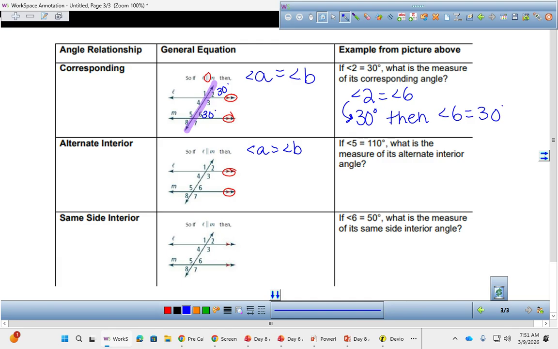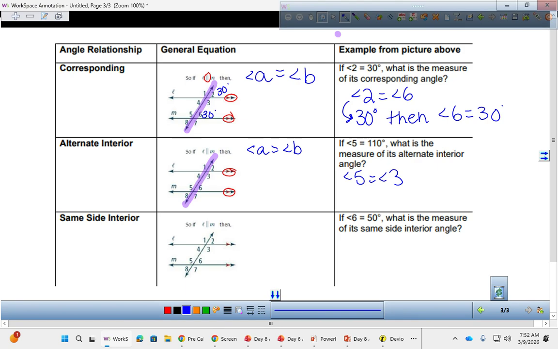And hopefully you can kind of see that, and I'll show you in the picture here. So if angle 5 is 110 degrees, what angle is alternate interior to angle 5? They need to be on alternate sides of the transversal, interior, and non-adjacent, because they can't be next to. Angle 3.